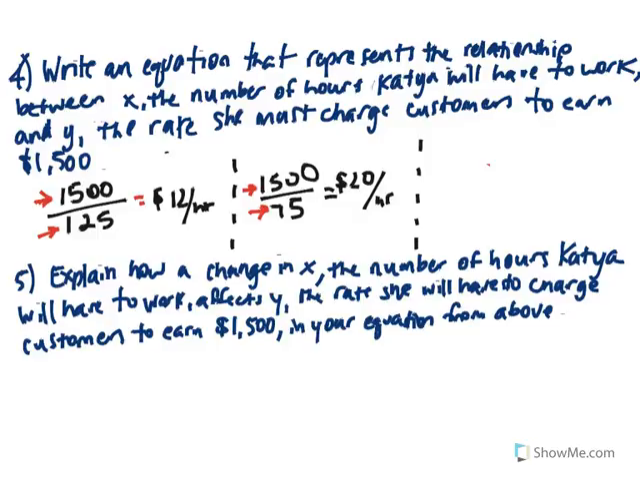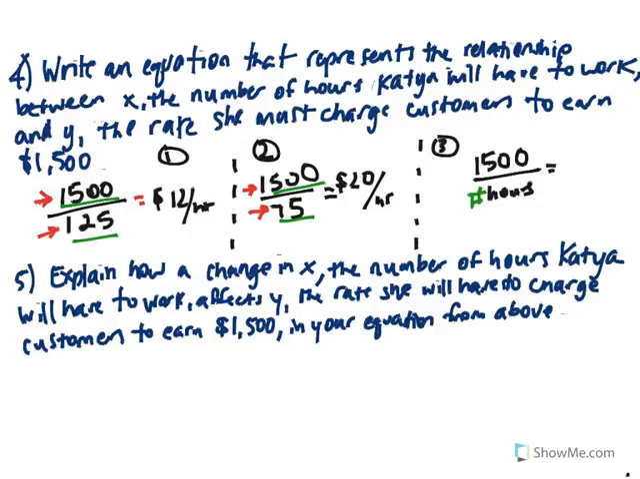So looking back at this example, we see that the total number of dollars that Katya needs to make in the summer is always divided by the number of hours that she is available to work, right? In here we have $1,500 divided by 75 hours, and then over here we have $1,500 divided by 125 hours. So we always have $1,500 divided by the number of hours that Katya is available to work, and that always gives us the hourly rate that she needs to charge in order to make that amount of money.